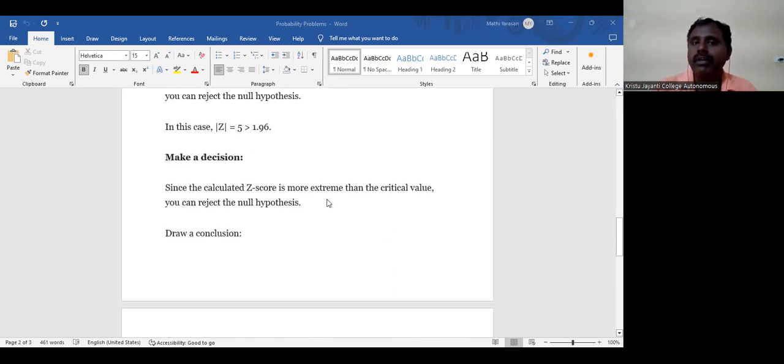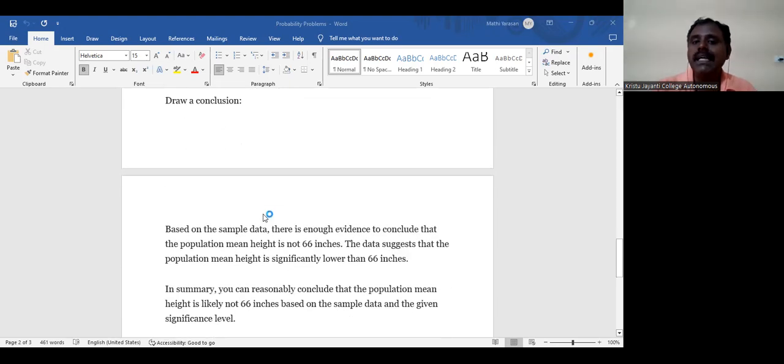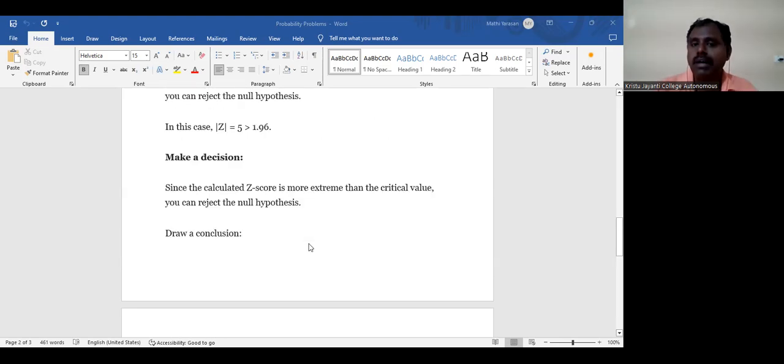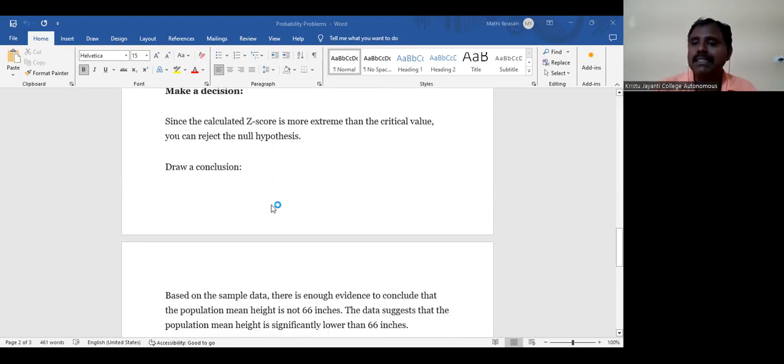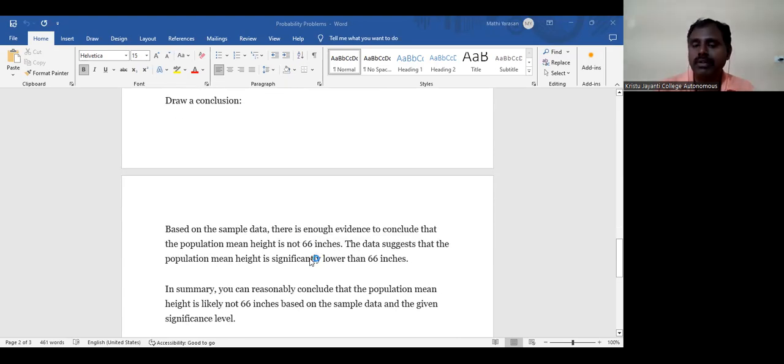Whenever your calculated value is greater than the tabulated value, you have to reject the null hypothesis. That is why they are concluding that the mean height is not 66 inches. That means you have to accept the alternative hypothesis. Again I'm repeating, whenever the calculated value is greater than the tabulated value, during that time we have to reject the null hypothesis and accept the alternative hypothesis.